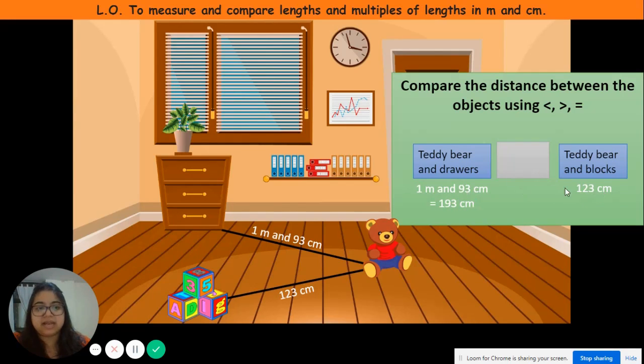So which one is larger? Yes. So the distance between the teddy bear and the drawer is larger. So this sign is facing this side.